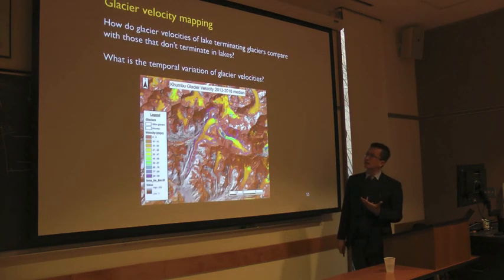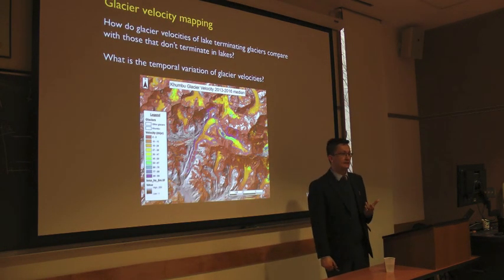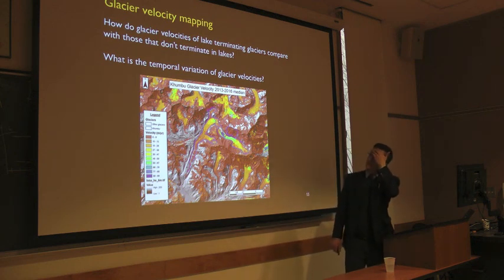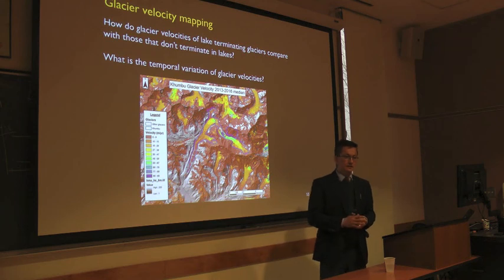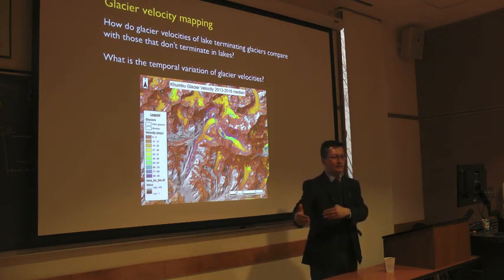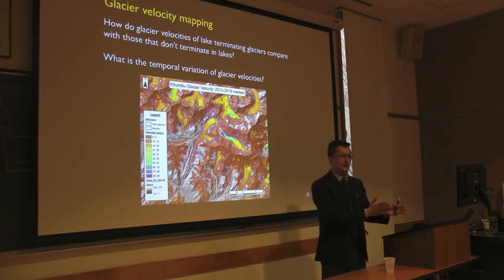Another aspect that I'm working on currently is mapping glacier velocity. I'm interested in mapping velocities of glaciers. How do they differ? Because we have a big region in the Himalayan region, right? So if a glacier is ending on a lake versus if a glacier is not ending on a lake, do the glacier velocities differ?